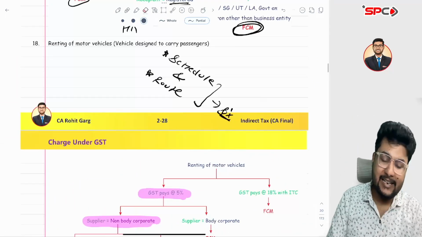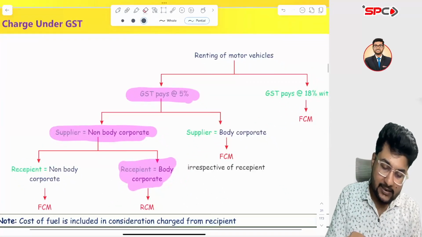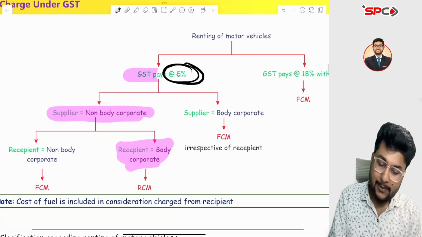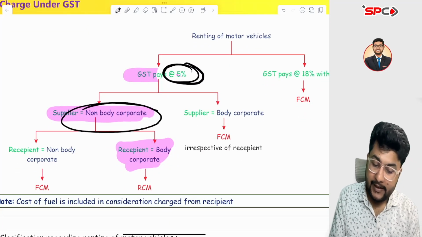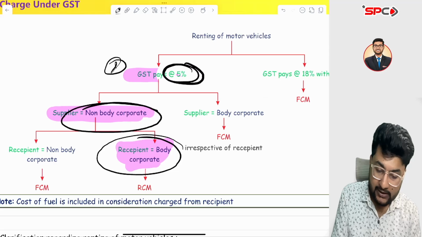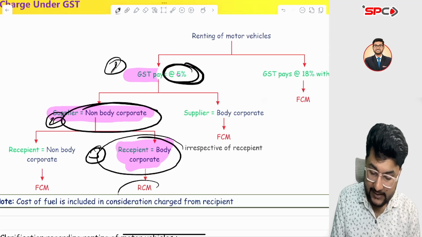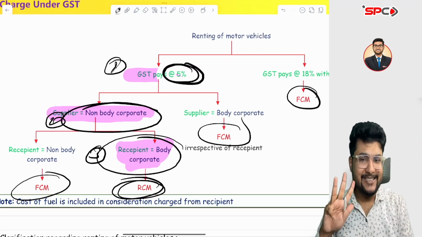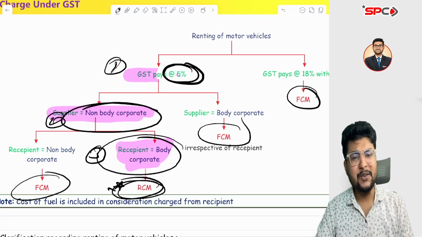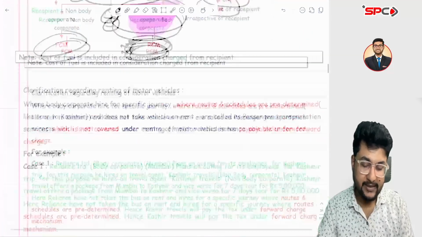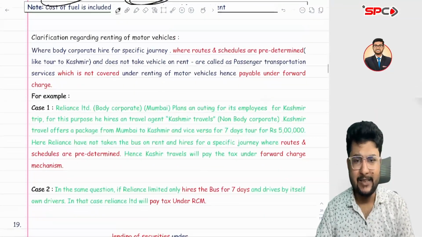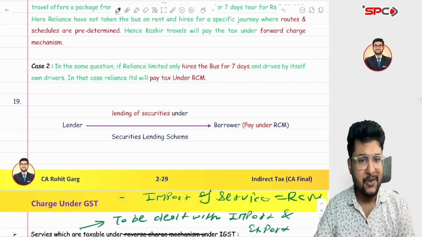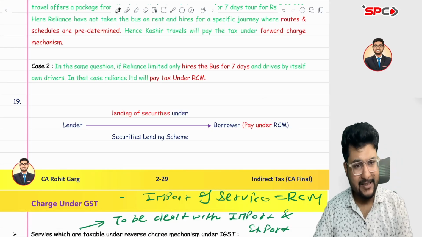So to be covered under RCM, you have to check three conditions. First, the tax rate should be 5%, second, the supplier should be a non-body corporate, and third, the recipient should be a body corporate. In that case, RCM will apply. Otherwise, in other cases, FCM will apply. Only if all three conditions are satisfied does RCM apply; otherwise, forward charge mechanism will apply. I hope it is clear, and I hope the difference between passenger transportation and renting a motor vehicle is clear to you.